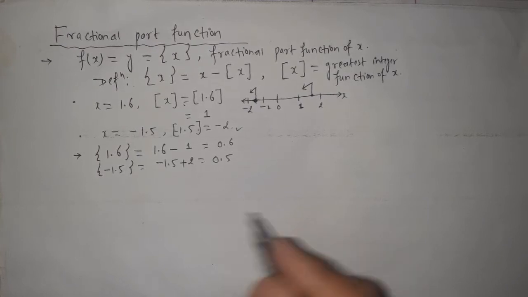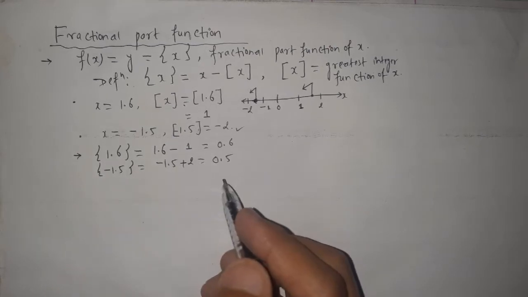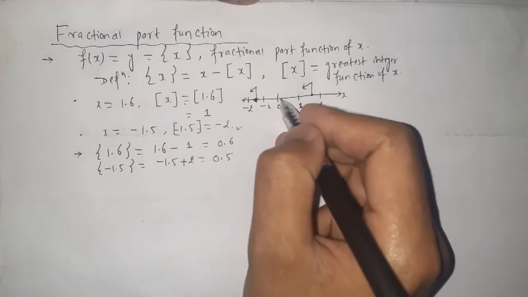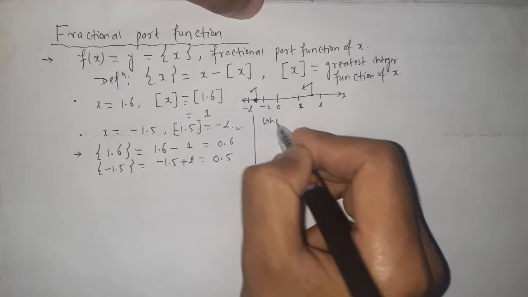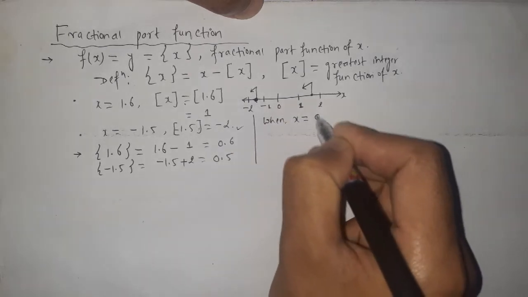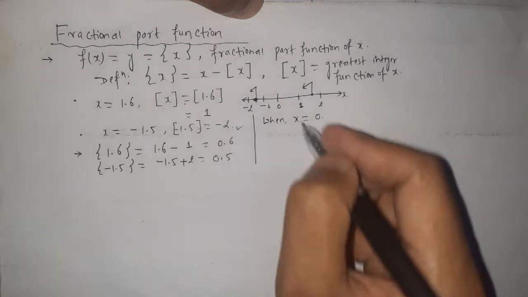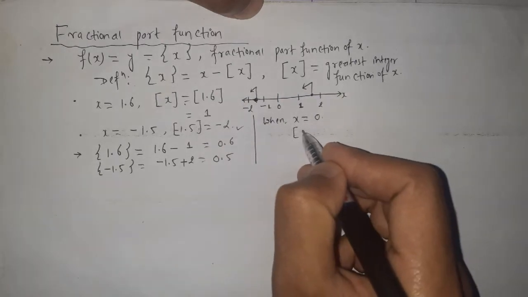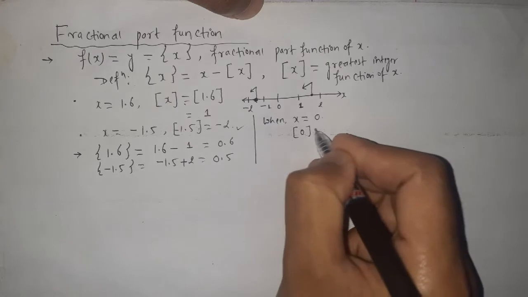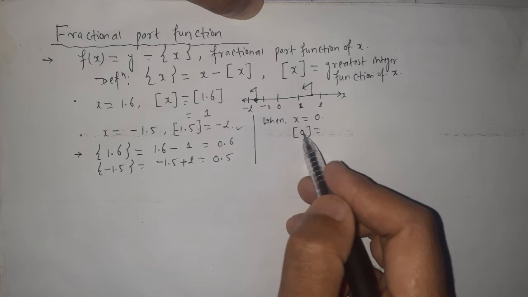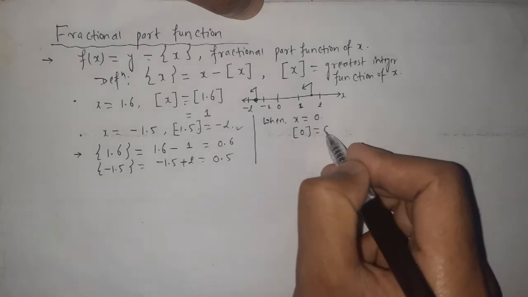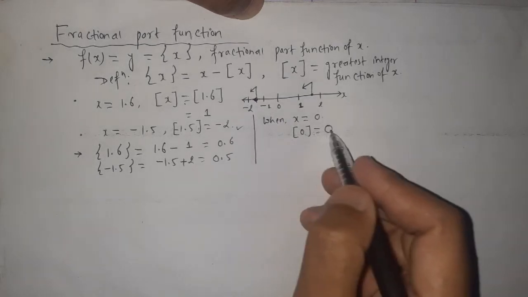These are the positive and the negative values. Let's observe the 0 value. When the input is 0, let's first calculate the greatest integer of 0. I remember the point: the greatest integer function of an integer is the integer itself. 0 is an integer, so the greatest integer of 0 is 0.